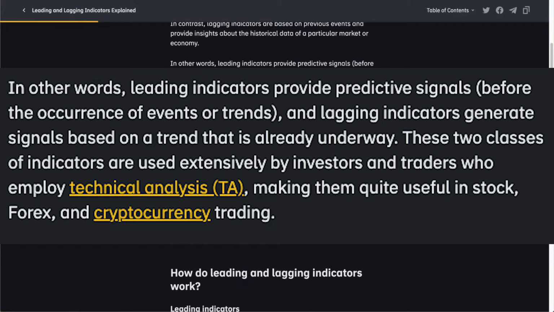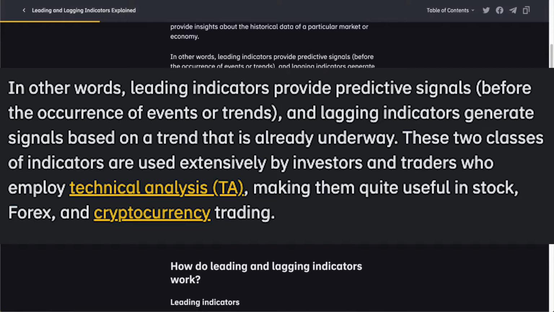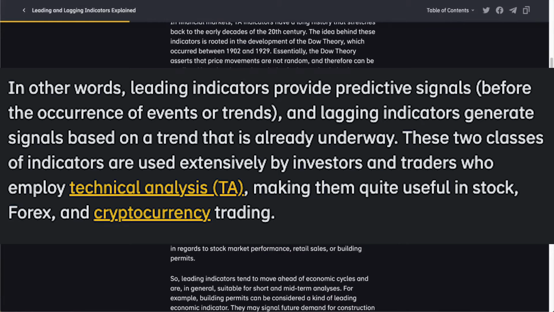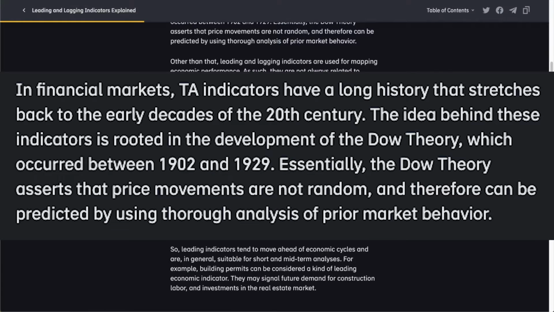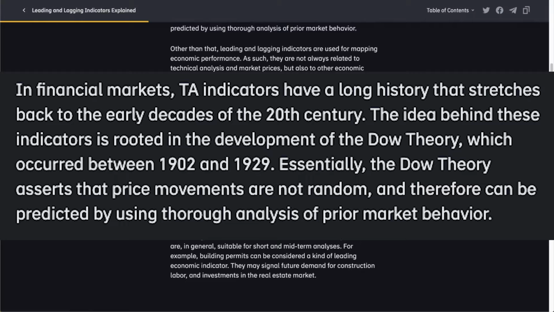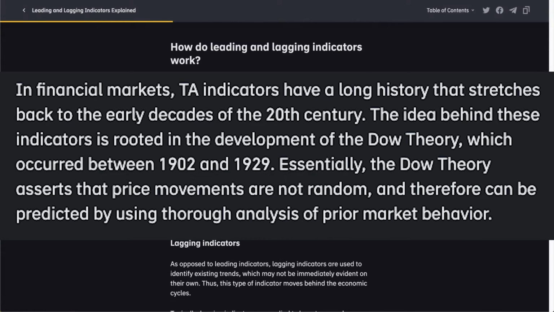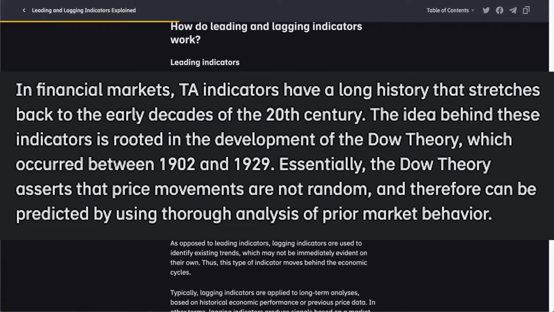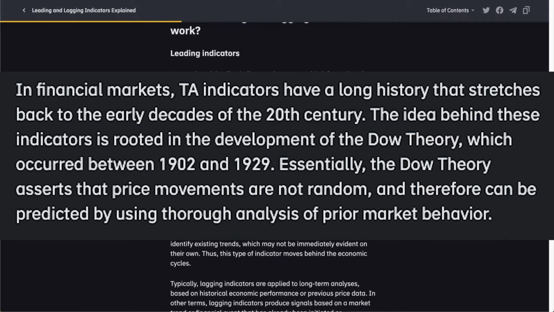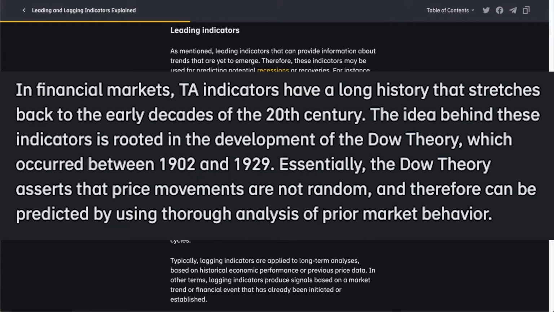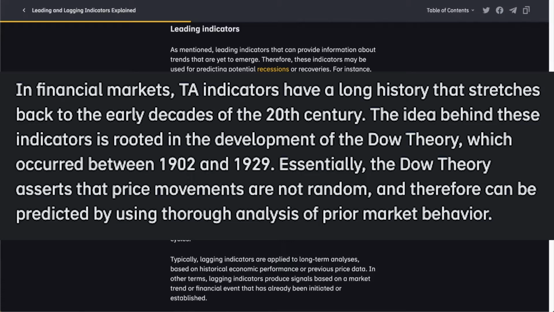Now, these two classes of indicators are used extensively by investors and traders who employ TA, making them quite useful in stock, Forex, and crypto trading. In financial markets, technical analysis indicators have a long history that stretches back to the early decades of the 20th century. The idea behind these indicators is rooted in the development of the Dow theory, which occurred between 1902 and 1929. Essentially, the Dow theory asserts that price movements are not random and therefore can be predicted by using thorough analysis of prior market behavior.